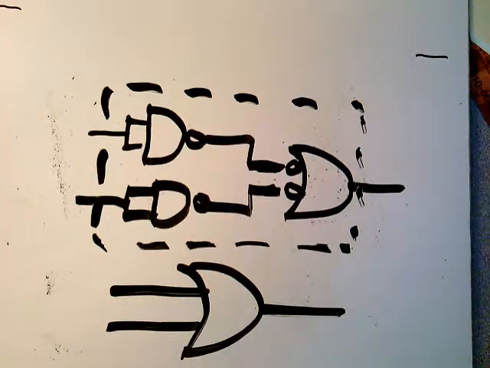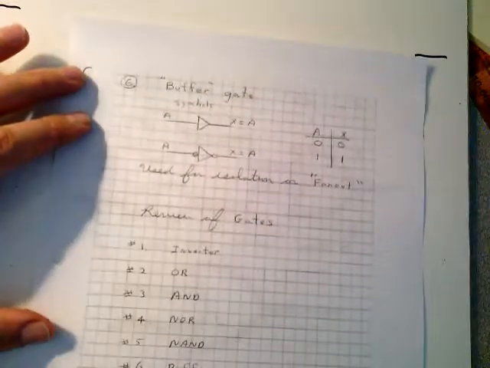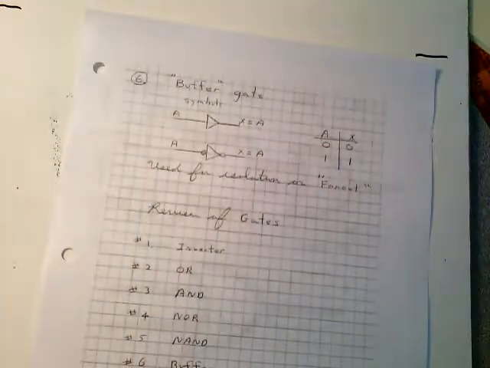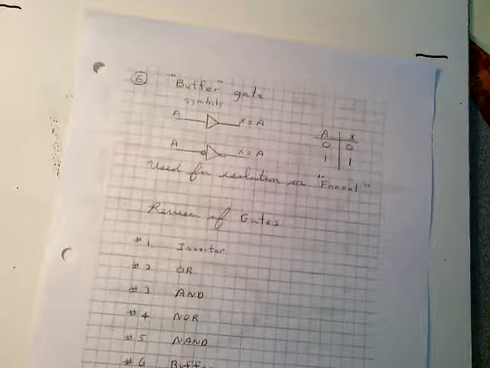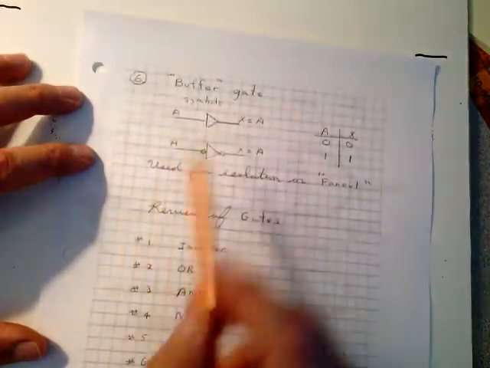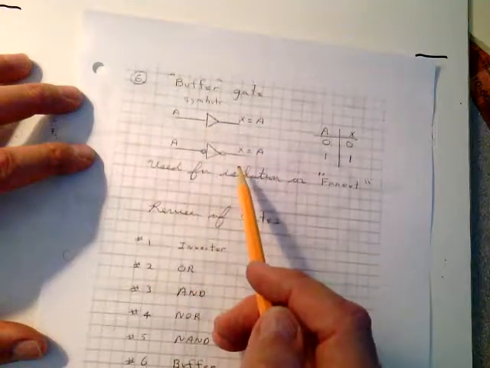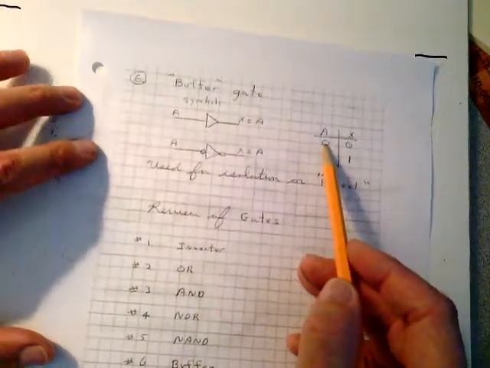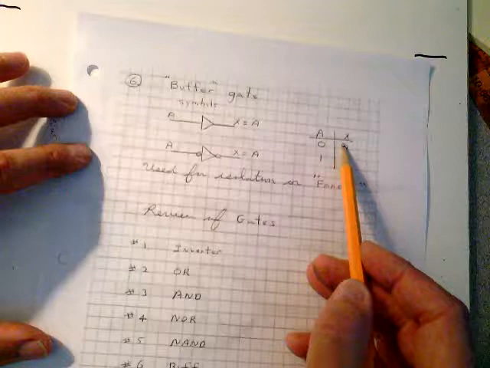On page 63, the last gate we want to mention for a while is the buffer gate. The buffer gate is basically a gate that just passes the signal through, but it isolates it. The symbol looks like an inverter with no bubbles on it. In the truth table, you put in a 0, you get out a 0. You put in a 1, you get out a 1.